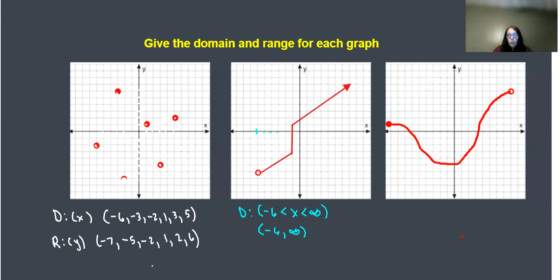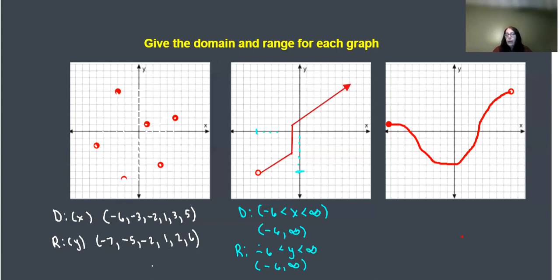Now your range. How high and low does the graph go? Well, the lowest point is right here. And again, the highest point, it goes on and on. So lowest point is 1, 2, 3, 4, 5, 6 again. So -6, and it's open, is less than y. Y is range, which is less than infinity, because it keeps going up. And if I want to write that using parentheses, it's from -6 to infinity.